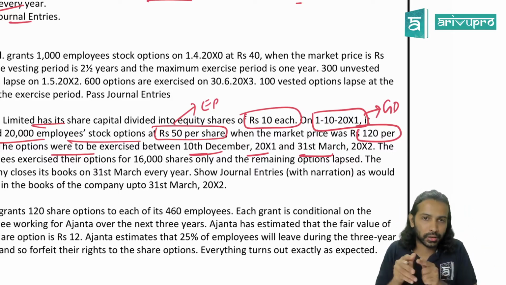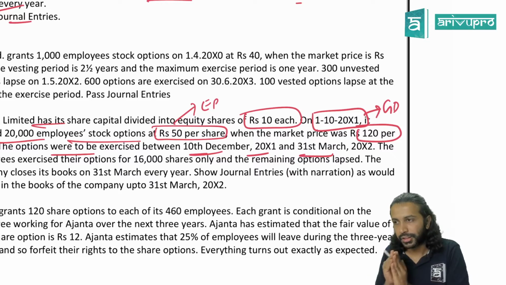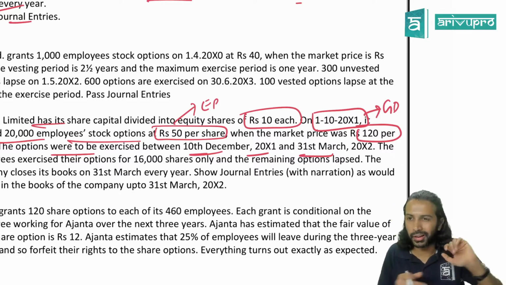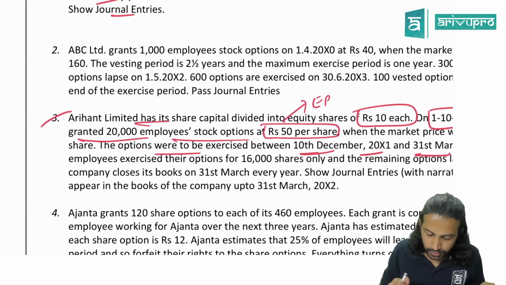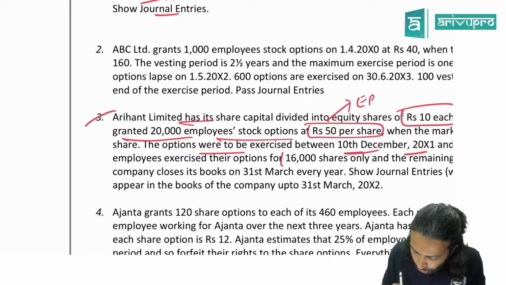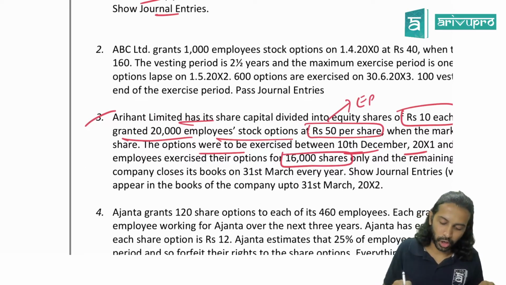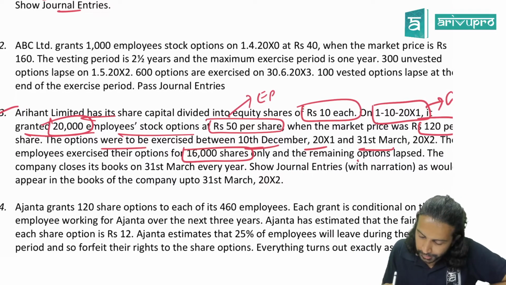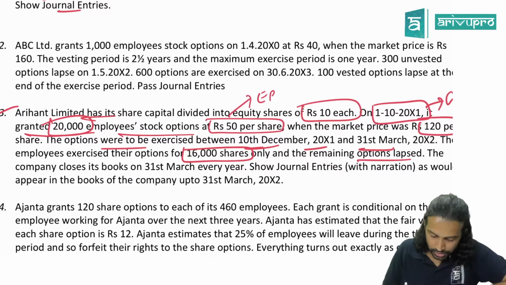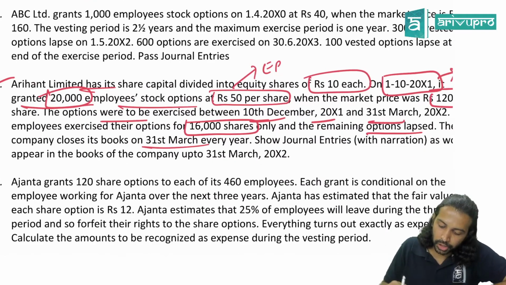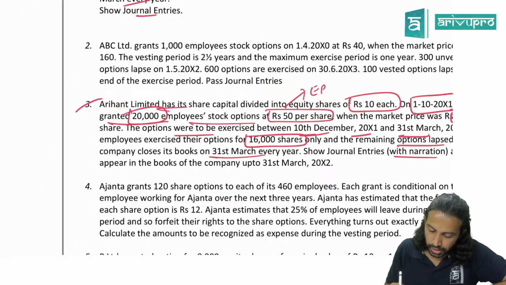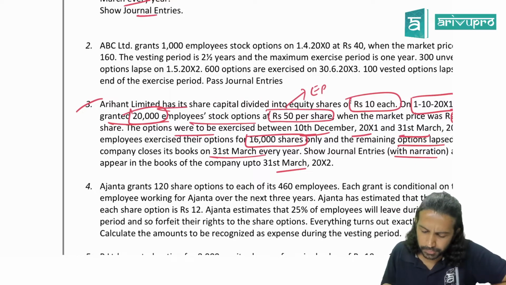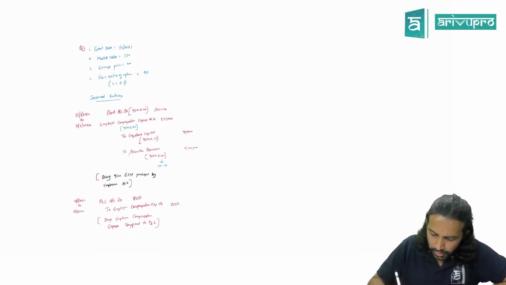Since it is less than 1 year, what is the journal entry? Same as the last problem. One more problem for additional practice. That's it. The employees exercised the option for how many shares? 16,000. How much was given to them? 20,000. But they bought only 16,000 and the remaining options got cancelled or lapsed. Company closes the books on 31st March. Show journal entry with narration as on 31st March. Same scenario. Okay, I'll do it parallelly here only.